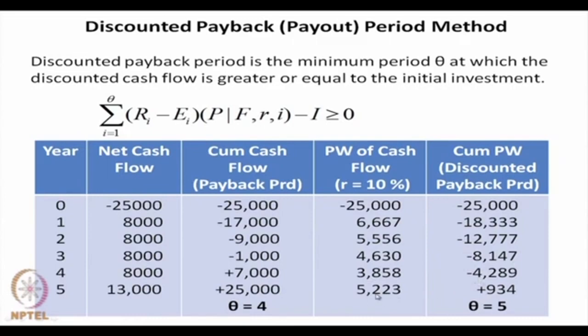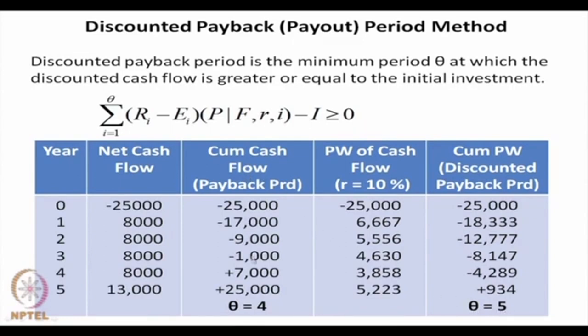Only in the fifth year, it becomes 934, it becomes positive. Therefore, the whole amount of initial investment is realized only after the fifth year, or only in the fifth year, and therefore, theta is equal to 5.